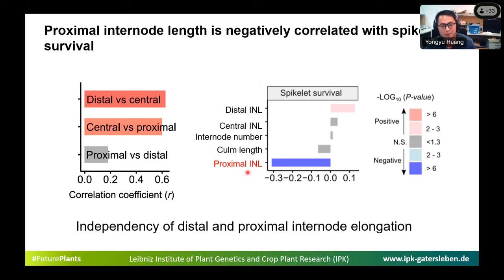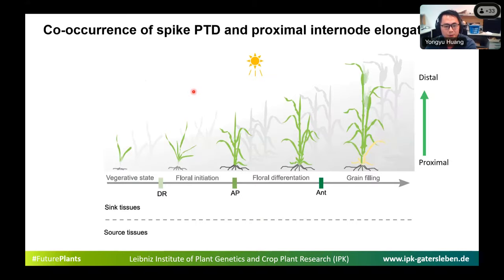When you look at how these may be correlated to spike survival, what we found is that out of these internode length parameters, only proximal internode length has a strong negative correlation with spike survival. And of course, this is just a statistical correlation. Whether it may have some biological meaning: if we look at the phenology of barley, here is the transition from double ridge until the mature stage, and we know the tip degeneration happens somewhere between the awn primordium stage and anthesis. And when we look at the elongation of the proximal internode, it is at this particular window, which overlaps with the degeneration process.